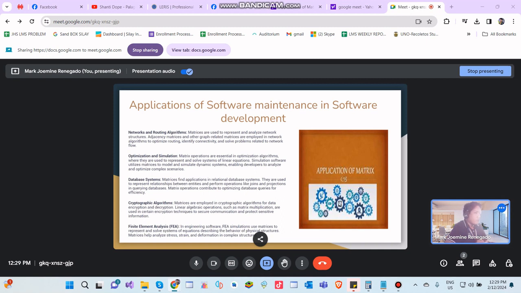Optimization and simulation. Matrix operations are essential in optimization algorithms, where they are used to represent and solve systems of linear equations. Simulation software utilizes matrices to model and simulate dynamic systems, enabling developers to analyze and optimize complex scenarios.